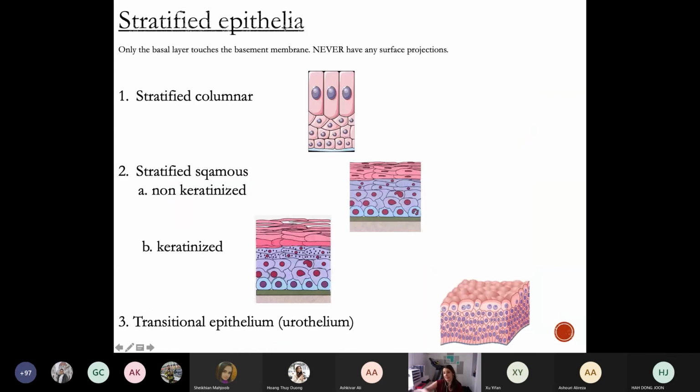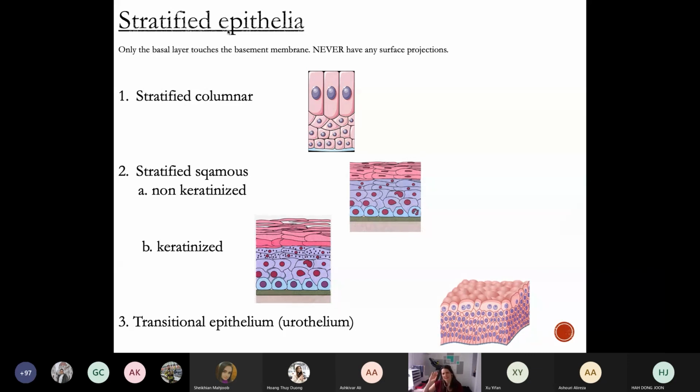And now we got to the stratified epithelia. We do not have too much time, but it doesn't matter. The stratified epithelia is where not all the cells are in contact with the basement membrane. These definitions are very important. Again, I like to emphasize this.